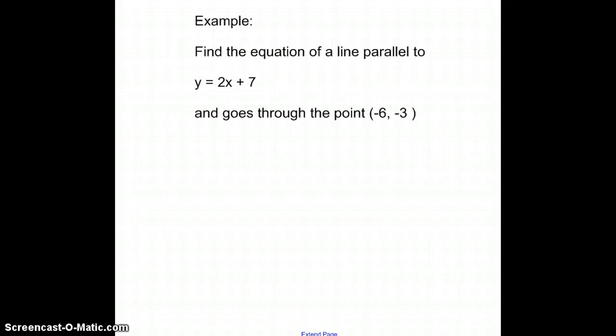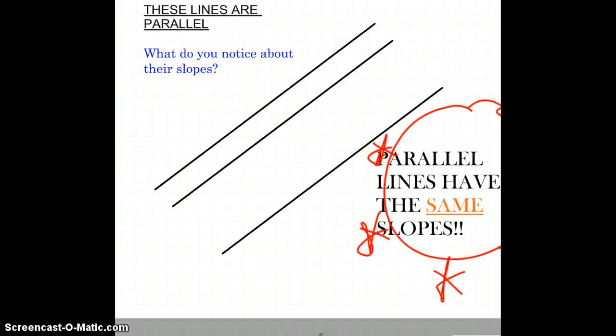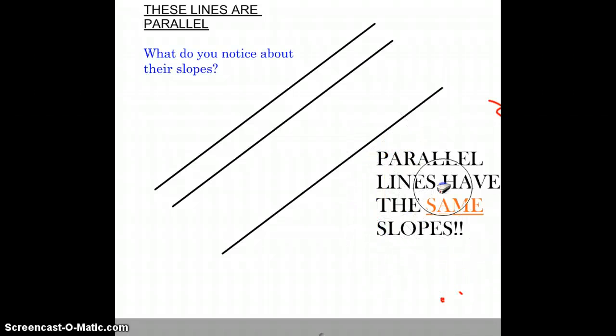Let's take a look at this example here. Copy this problem down in your notes: find the equation of a line parallel to y equals 2x plus 7, and it goes through this point, -6, -3. We should be able to look at this equation and know the slope here is 2. And we should recall that parallel lines have the same slope.